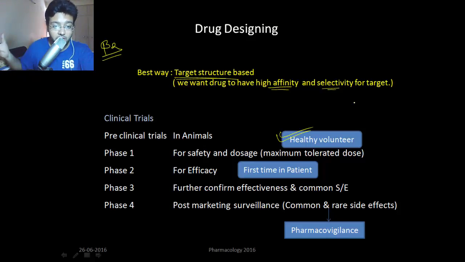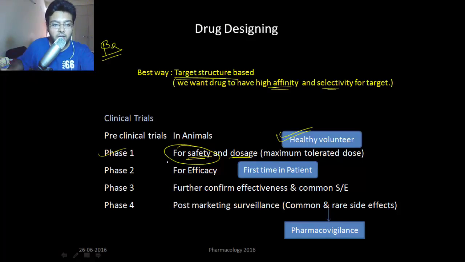say 50 healthy volunteers. What you know from phase 1 clinical trial is the safety and the dosage which is required for the drug, or the maximum tolerated dose. Now there are different companies which are carrying out phase 1 clinical trials, and actually they give money to the volunteers who come and give their body for testing, right? Please don't go. What if the answer comes that the drug is not safe? You are in trouble, man. Phase 1 clinical trials: safety and dosage, maximum tolerated dose, right?